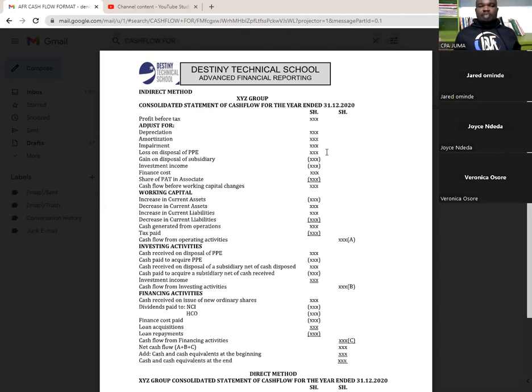So in the question, you might not find all of them. You can even find only two. The common ones are depreciation, impairment, and finance cost. Those three are the ones which are very common. Then what you get after the adjustment is called cash flow before working capital changes. Then now you give us the working capital. Working capital addresses the changes in current assets and current liabilities.